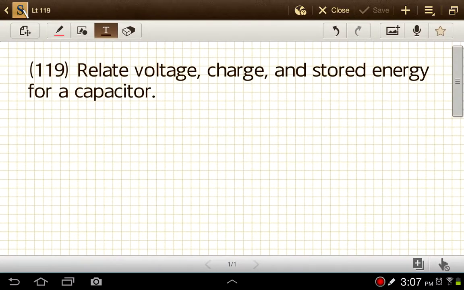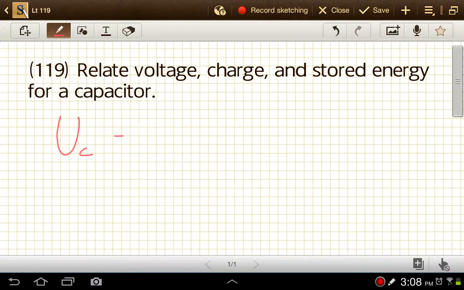This learning target is a really straightforward, simple one. Basically, we're expected to be able to use a certain equation that relates voltage, charge, and stored energy, or potential energy, for a capacitor. So the equation can be written out a couple of different ways. It's U for potential energy, with a subscript C for capacitor, the potential energy of a capacitor.